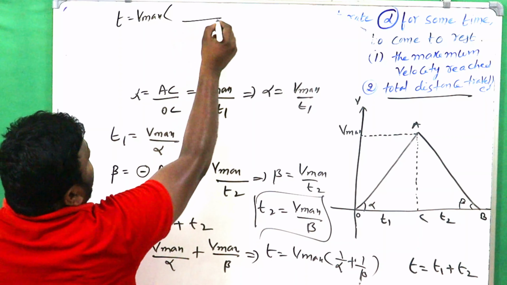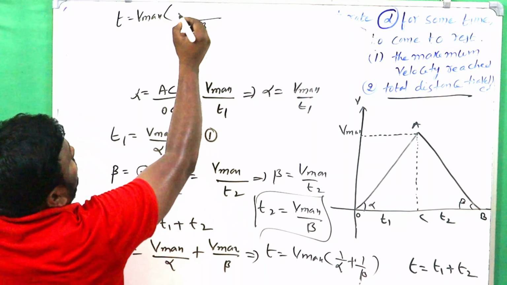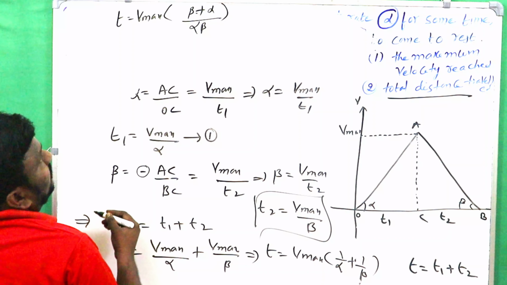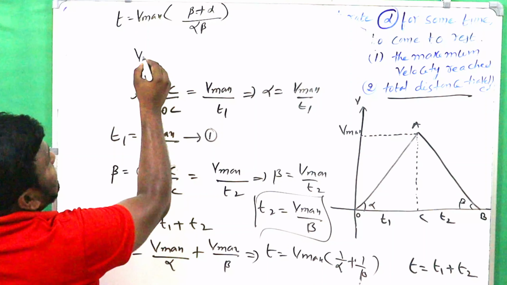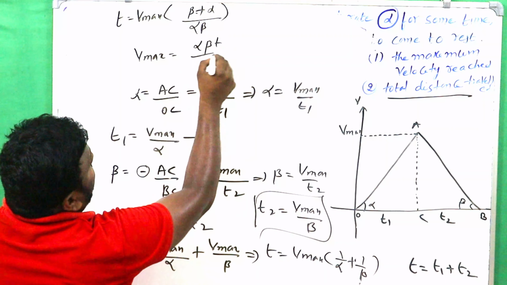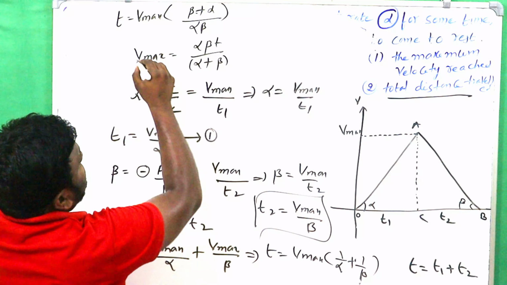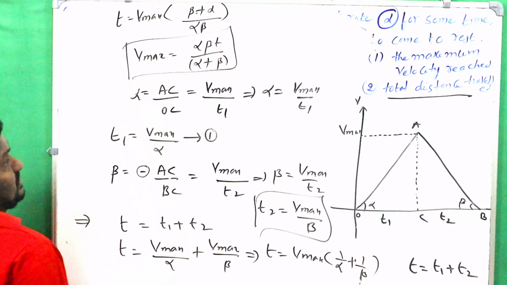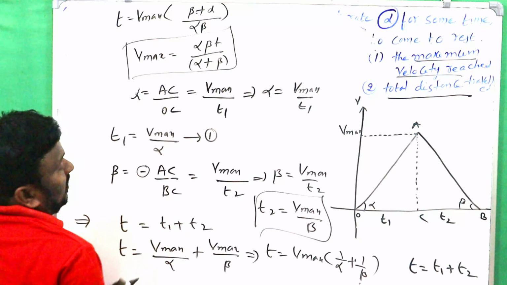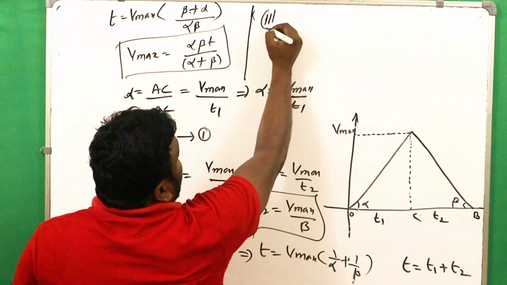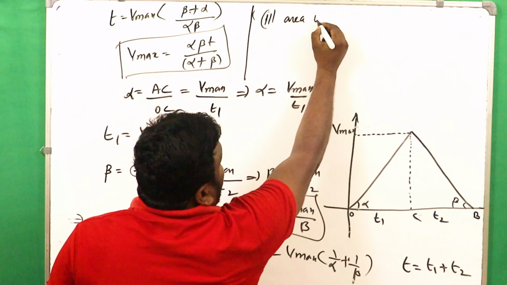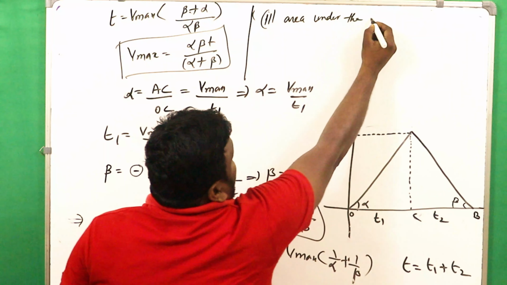The LCM is alpha beta, so it is beta plus alpha by alpha beta. Then V maximum is equal to alpha into beta into t by alpha plus beta. This is the expression for V maximum, the first thing we had to find: the maximum velocity is alpha beta t by alpha plus beta. And the second one is the displacement we have to find. What we know: the area under the graph gives what?